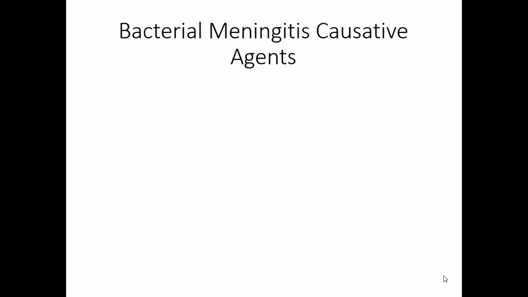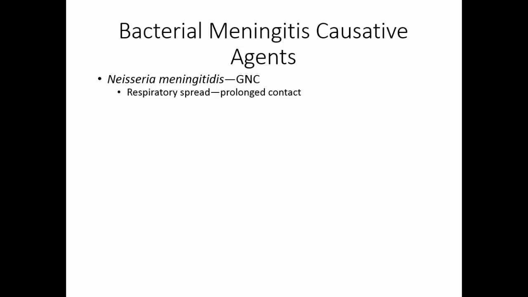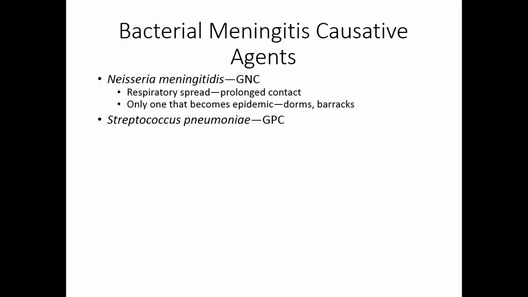While a number of organisms can cause meningitis, there are 5 bacteria particularly involved in causing meningitis. Neisseria meningitidis is a gram-negative coccus. It's spread through the respiratory secretions of the infected individuals. A great many people carry Neisseria meningitidis as normal throat flora from time to time. For this to be spread person to person, it typically takes prolonged contact. This is the only one of the meningitises that becomes epidemic.